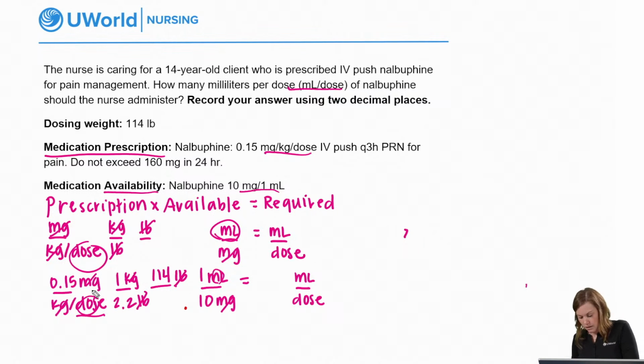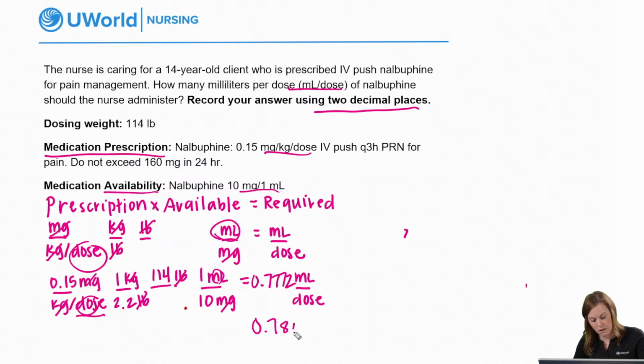Good work, you guys. Okay, so we're going to say 0.15 times 114 times, I'm sorry, not times. You can say times 1 if you're clicking in as I'm saying it. Divided by 2.2 divided by 10 is going to equal 0.7772. Okay, but again, we're looking for 2 decimal places. That's what it's asking us. So our answer for this is going to be 0.78 milliliters per dose.